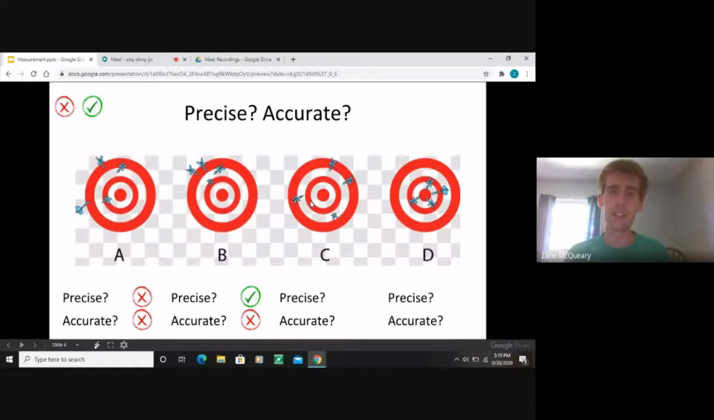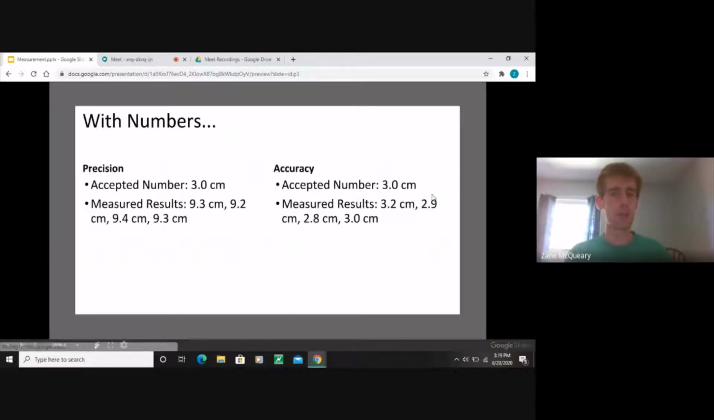C can be a little tricky. They're not very precise because they're spread out. But if you take the average of those places that they missed, they all kind of average out to the middle. So he's kind of accurate. That's the toughest one, I think, of the four. And then the last one, this is our ideal archer. He hits the same spot over and over again, and it's the spot that he wants to hit. Now we're going to move on to some numbers.